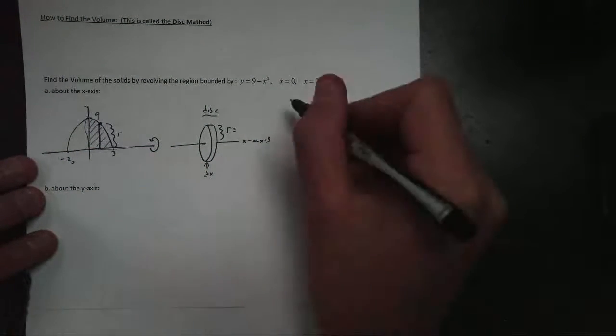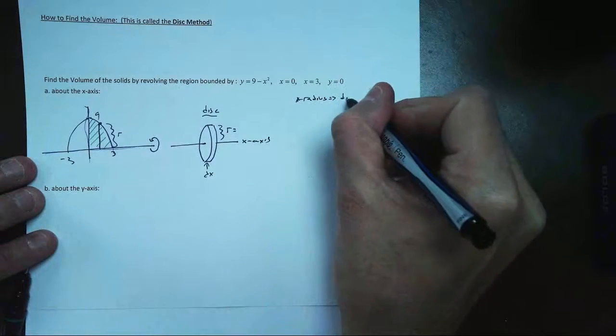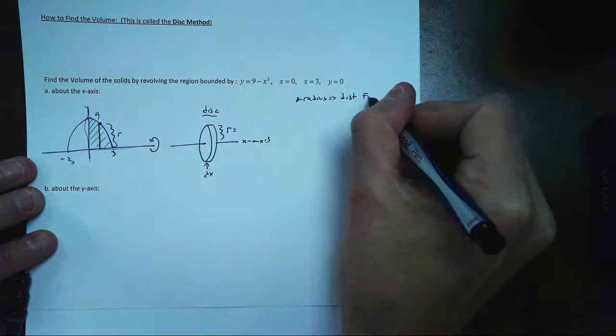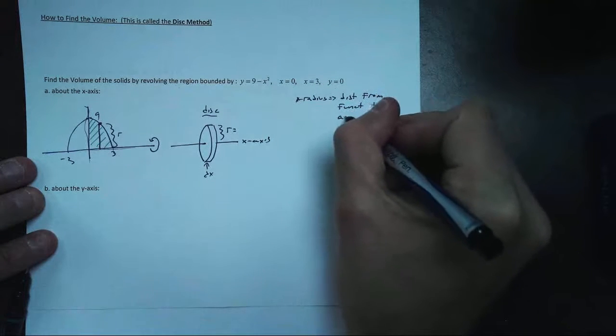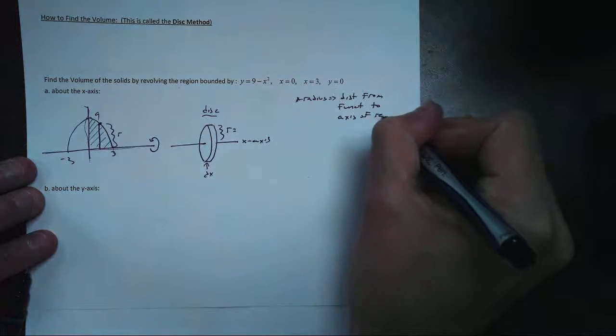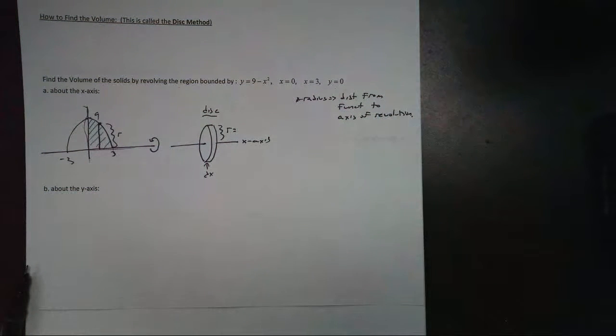So, real quickly, let's define what the radius is. It's the distance from the function to the axis of revolution. That's how we define the radius.